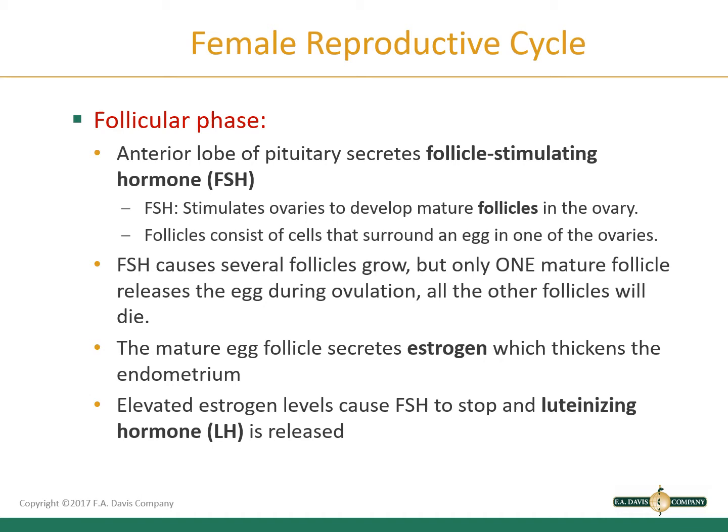Elevated estrogen levels cause the follicle-stimulating hormone to stop, and then you have your luteinizing hormone, or LH, released. And that's really where the follicular phase ends, because it ends with ovulation, the release of that egg. So one thing to remember about your follicular phase is that it begins on the first day of your menstruation, and it's about all those follicles in your ovary becoming mature. And then one dominant follicle will release an egg during ovulation.